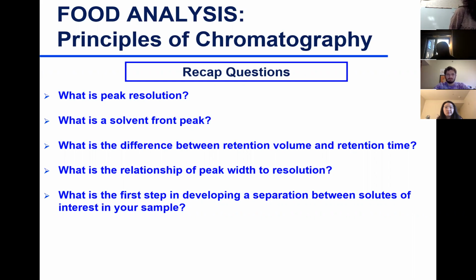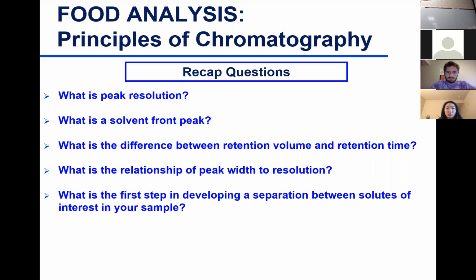Yes, Jean? Okay, so resolution, Jean is saying, is related to capacity, selectivity, and efficiency of the column. Yes, but when I say peak resolution, what am I really meaning, Chrissy? Yeah, simply, it's just resolving two components from each other or multiple components from each other, separating them. That's what we mean by that. Yes, it is impacted by all of the factors that Jean talked about.